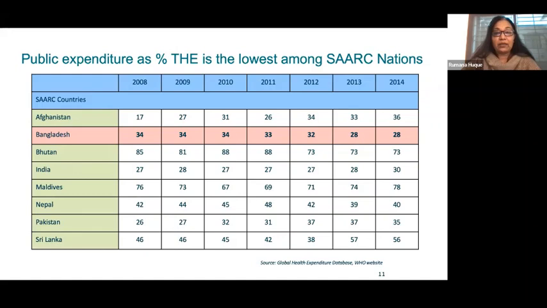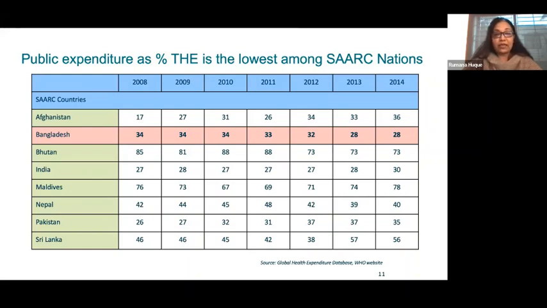So if we compare their out-of-pocket and public expenditure as a percentage of total health expenditure, there are two tables. I will show the out-of-pocket expenditure next, but this slide shows the public expenditure as a percentage of total health expenditure. So we expect that in a country like Bangladesh, government should provide more investment for health, and the total health expenditure should have a larger chunk from the public sector. But the public expenditure as a percentage of total health expenditure in 2014 was 28%.